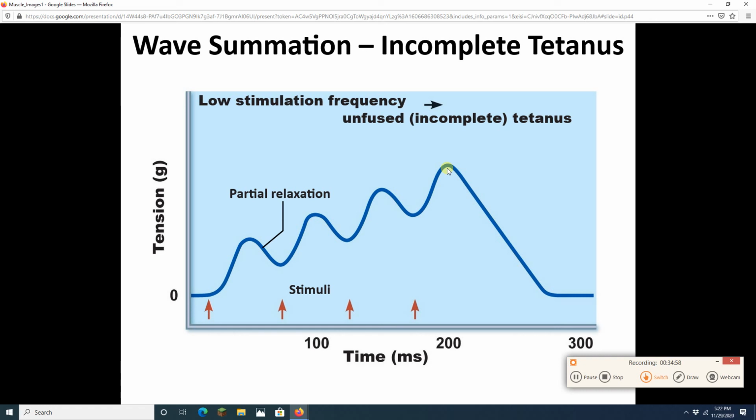All right? I know you might be thinking, well, what about tetanus, like the tetanus shot? And we'll talk about that in a second. But tetanus refers to this maximum state of contraction. Okay? This is called unfused tetanus because we had these periods of relaxation in between. So if we keep stimulating a muscle cell over and over again, we are going to get to tetanus. And this is unfused or incomplete tetanus.